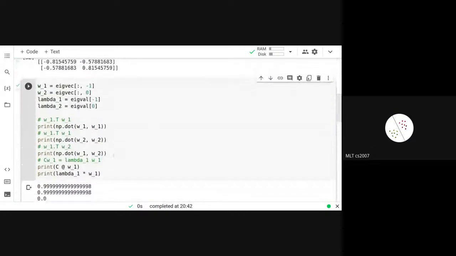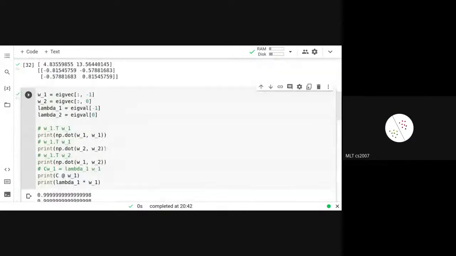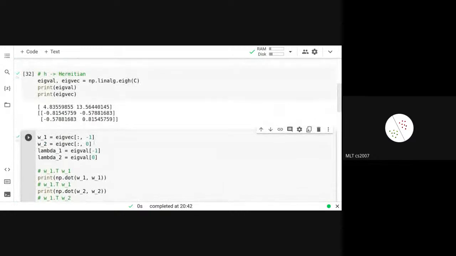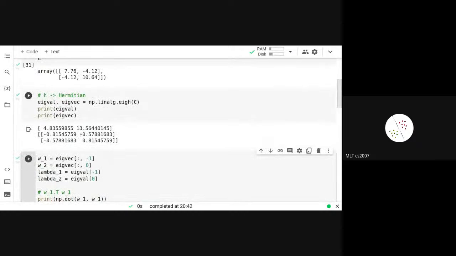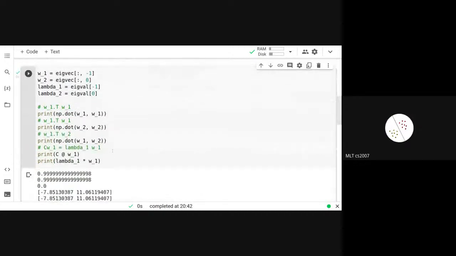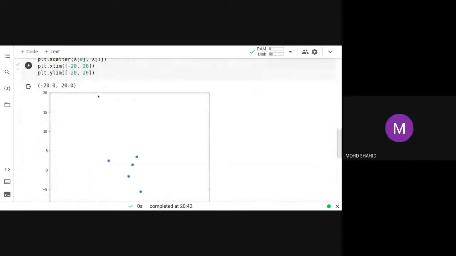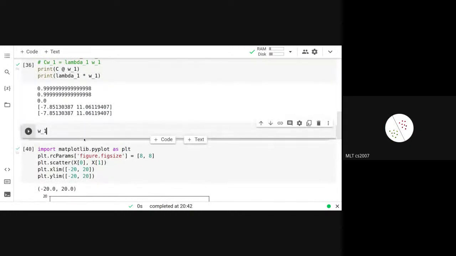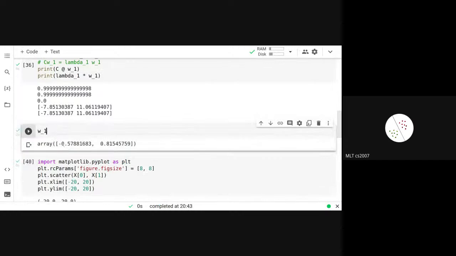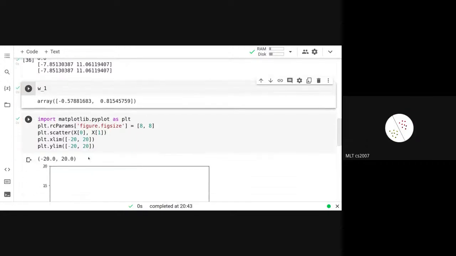Now let's see, plotting this here is maybe not the best thing. Let's look at W1. Where was W1? This is W1, right? -0.57 and 0.8154, -0.1. So -0.57 and 0.8, right? Okay, so we have to plot W1.